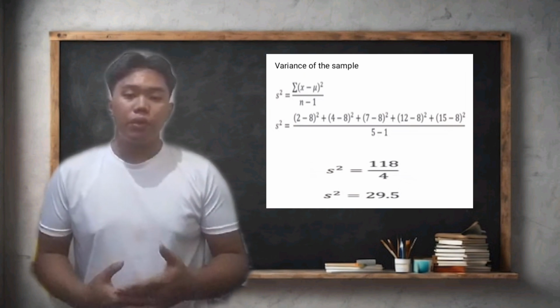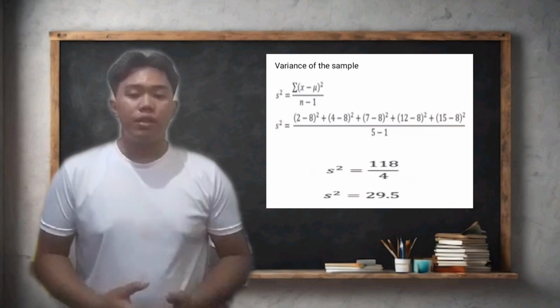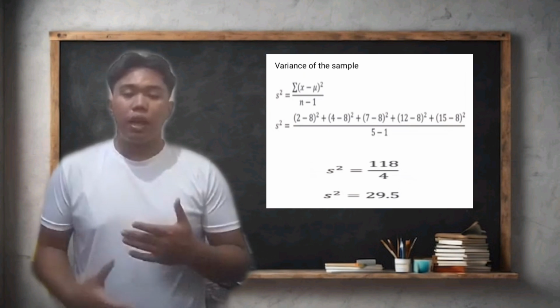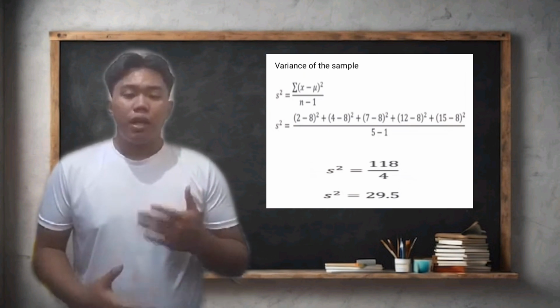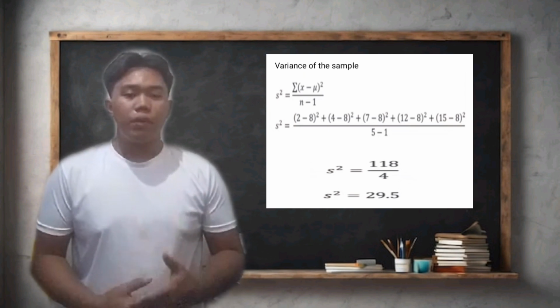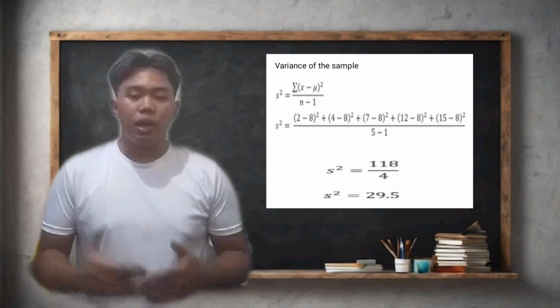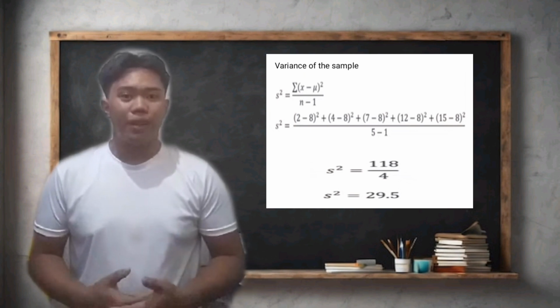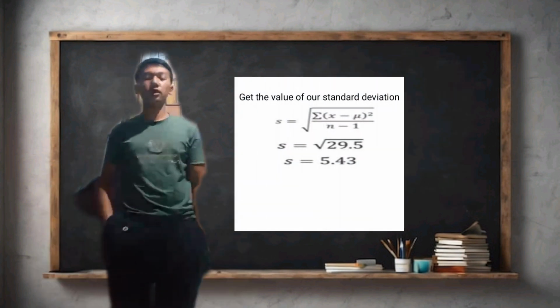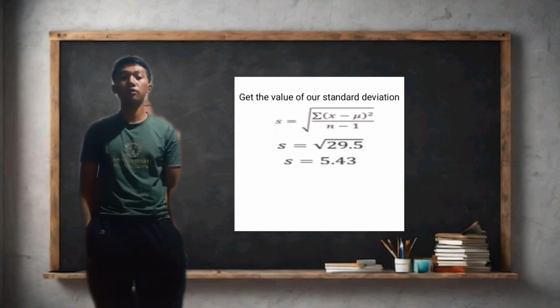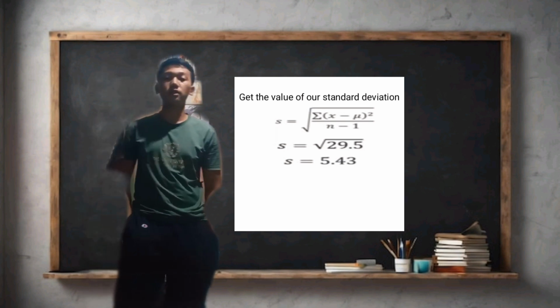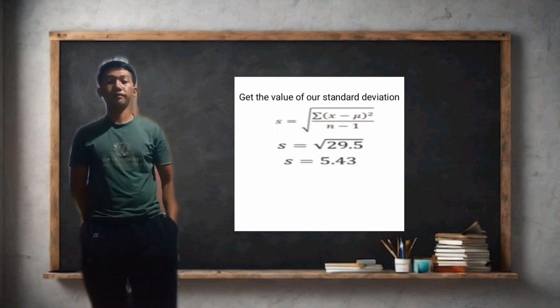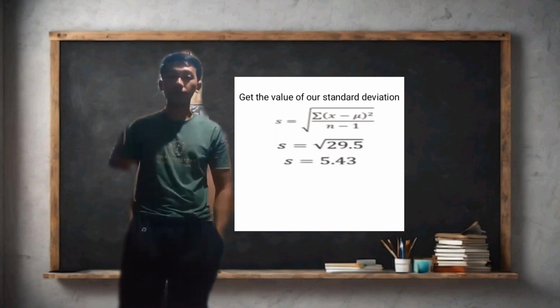So s to the power of 2 equals 118 divided by 4. So we come up with another answer, which is s to the power of 2 equals 29.5. So our s to the power of 2 here is our sample variance. To get the value of our standard deviation, we need to use the equation from the mean and variance. So this is the final equation to get the standard deviation.